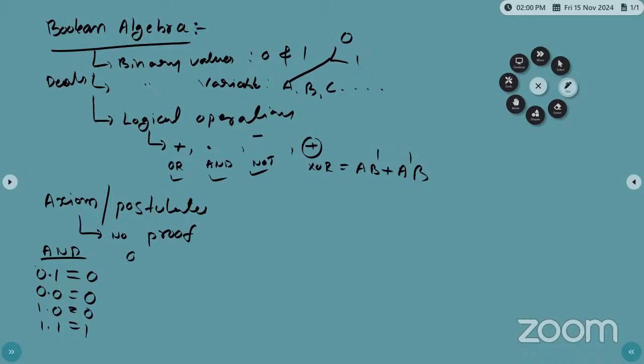Similarly, the OR axioms are 0 plus 0, 0 plus 1, 1 plus 0, and 1 plus 1, which give 0, 1, 1, 1. Right? So those are the OR axioms. For these axioms or postulates also, the proof is not required. And NOT: 0 bar is equal to 1, and 1 bar is equal to 0. These are all our axioms.